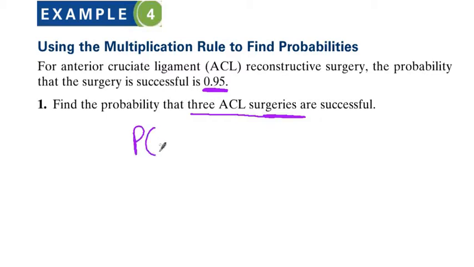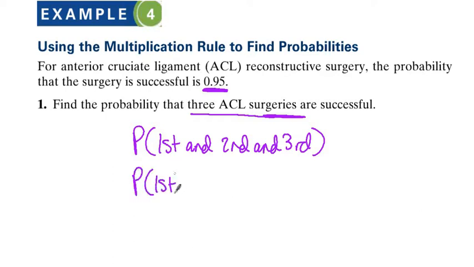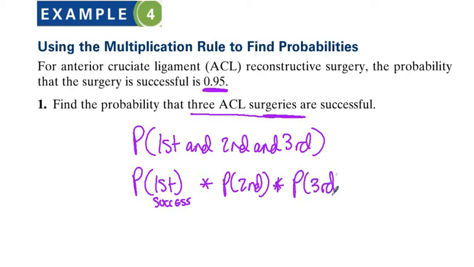That's another way of saying the probability is that the first is successful and the second and the third. Probability that all 3 succeed, and remember what "and" means, it means times. So the probability of the first is a success, times the probability that the second is a success, times the probability that the third is a success. And what is the probability that any surgery is a success? It's 0.95. We're assuming these are independent events, and every single surgery has a 95% chance.